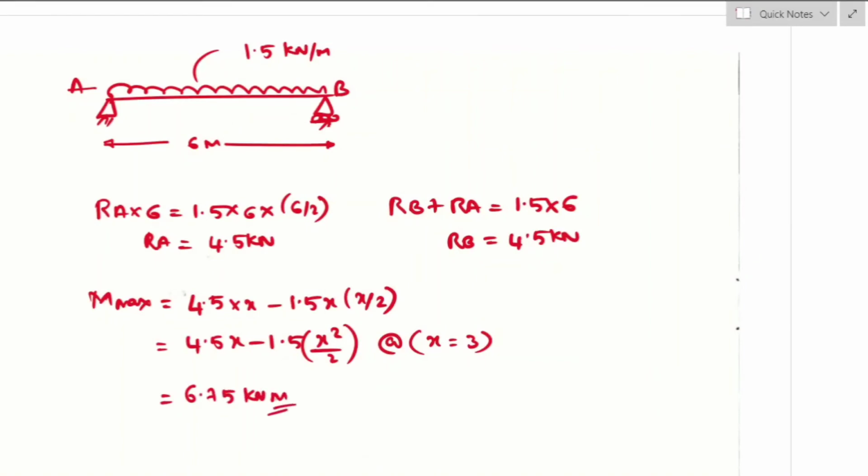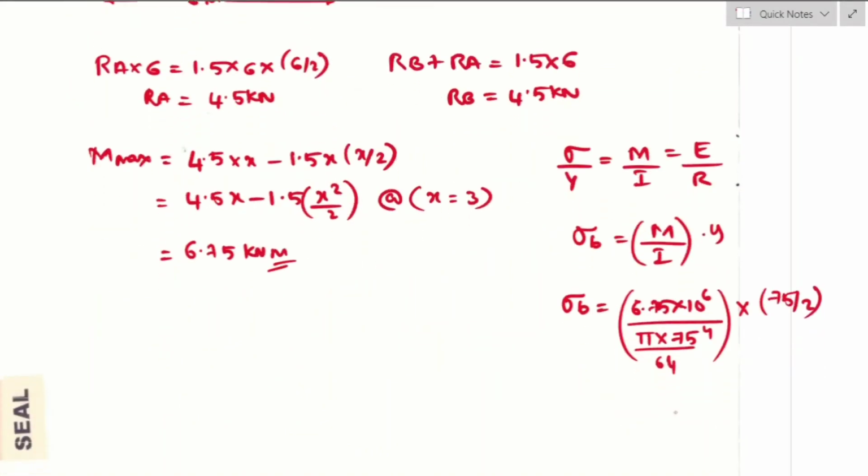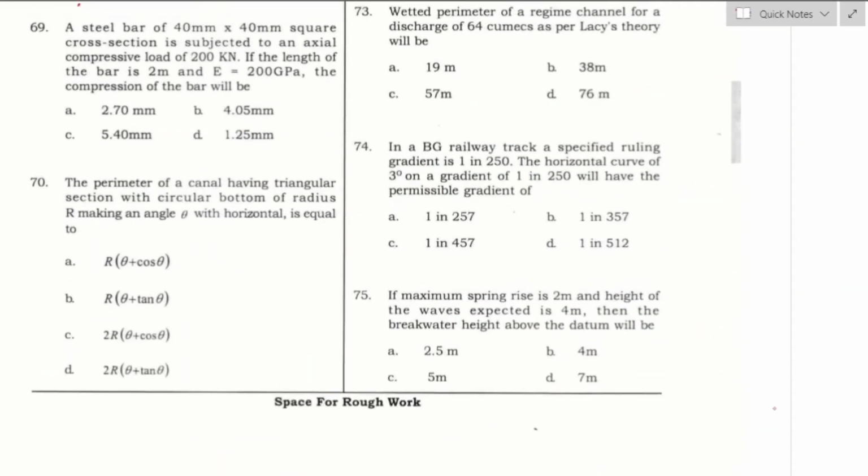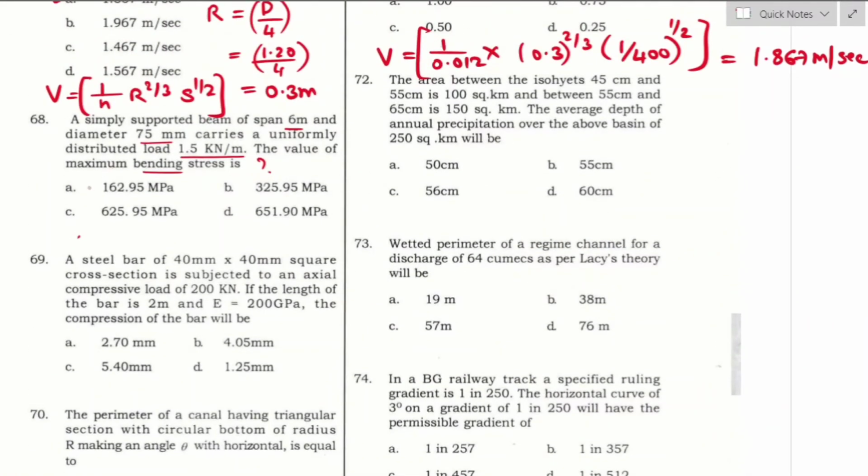kN meter. Bending equation: sigma by y is equal to M by I is equal to E by R. The maximum bending stress sigma b will be equal to 162.97 MPa. Option A is the right answer, 162.95 MPa.